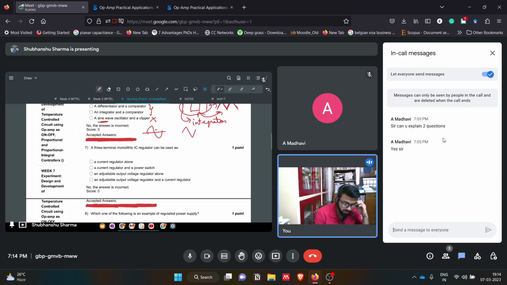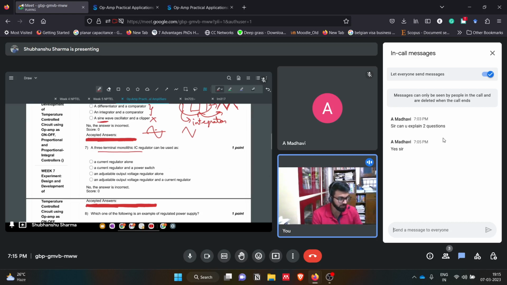Now the seventh question: a three-terminal monolithic IC regulator can be used as... So they are asking how this three-terminal monolithic IC regulator can be used. I think there is some anomaly. One person also asked a doubt about this in the discussion forum. So I checked, and I think the answer given may be wrong.